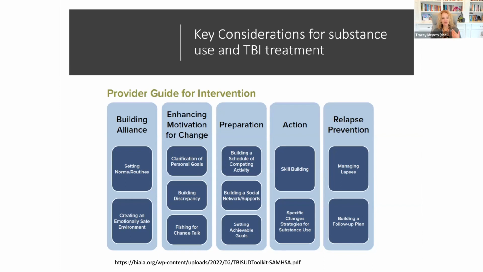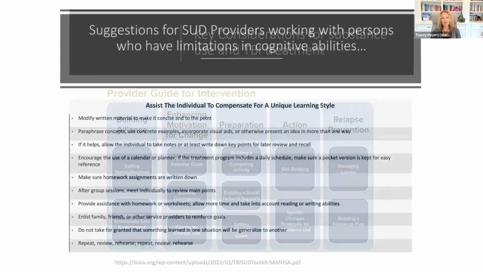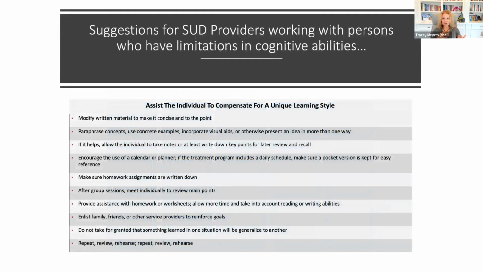Once we have that trust and that alliance, we can begin to enhance motivation using motivational interviewing, looking for change, stage of change, talk, goal setting. And then again, we're moving through by setting goals, skill building, and creating a relapse prevention plan. So the models are similar, substance use and TBI treatment combined, but we may need to do some specific interventions. So I'm going to go over these next. So if you are working with someone with a brain injury or who has cognitive limitations, number one, we may need to modify information.